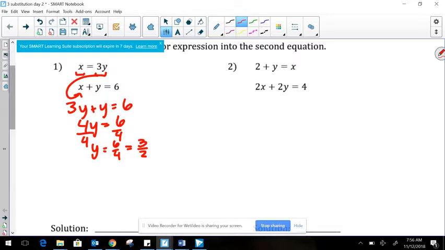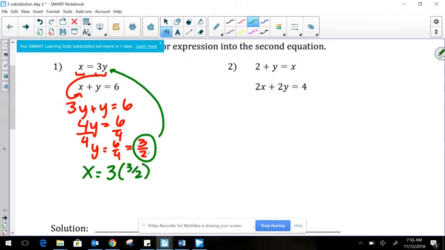So you want to plug into the equation that looks the simplest to solve. So if you're looking at both of these, I would rather multiply 3 times 3/2 than have to subtract, get like terms, common denominator, all that stuff. So let's plug it into the first equation. So I have x equals 3. That's just from above. And now I'm going to plug in 3/2 in for y. So 3 times 3/2.